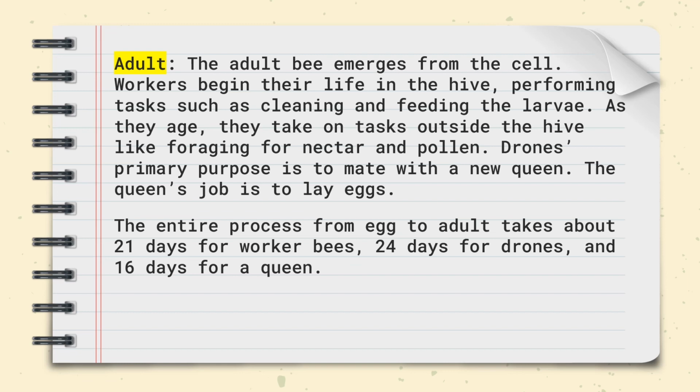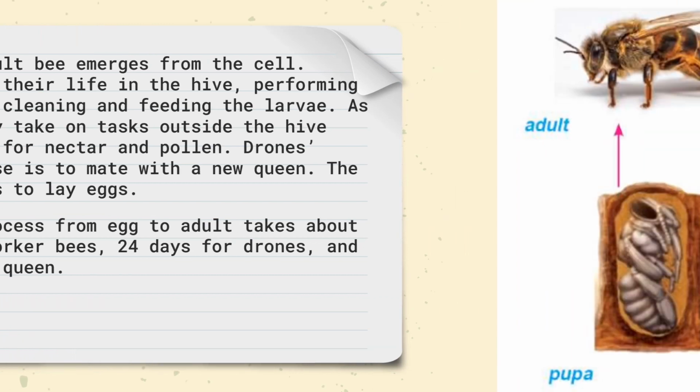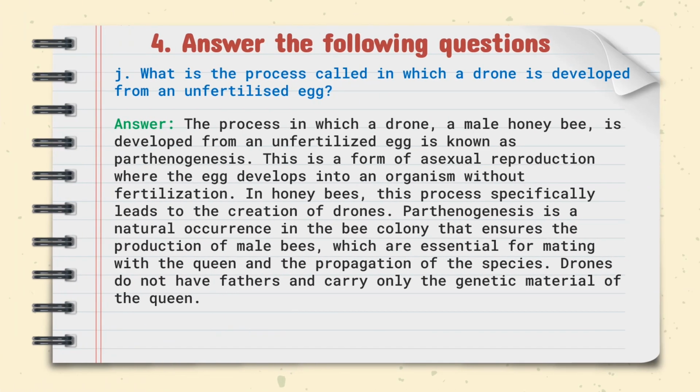10. What is the process called in which a drone is developed from an unfertilized egg? The process in which a drone, a male honeybee, is developed from an unfertilized egg is known as parthenogenesis. This is a form of asexual reproduction where the egg develops into an organism without fertilization. In honeybees, this process specifically leads to the creation of drones. Parthenogenesis is a natural occurrence in the bee colony that ensures the production of male bees, which are essential for mating with the queen and the propagation of the species. Drones do not have fathers and carry only the genetic material of the queen.